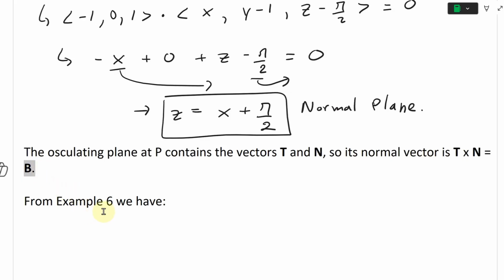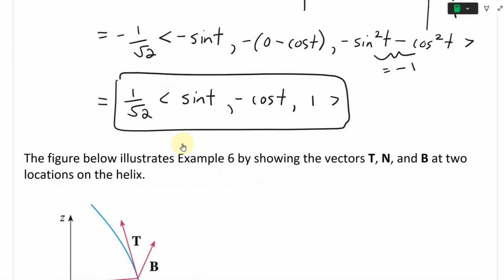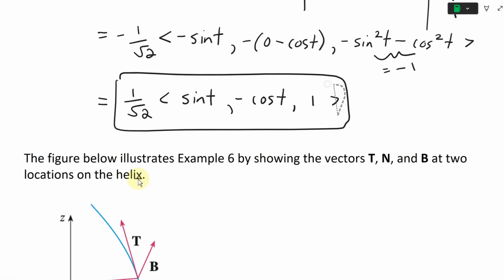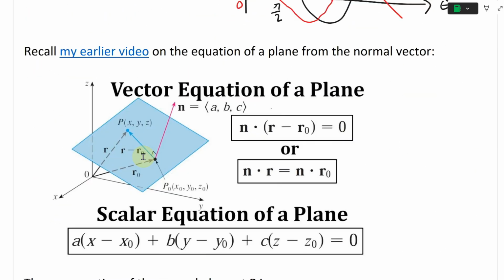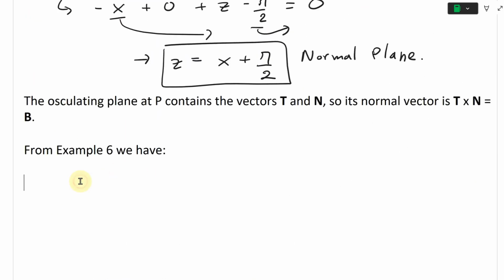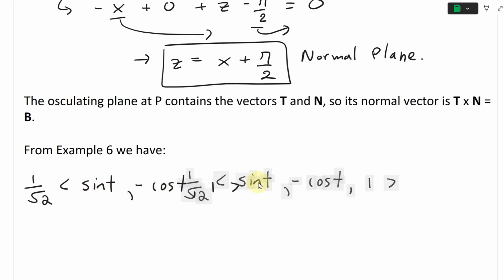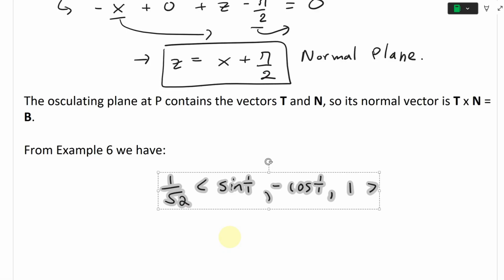That's from example 6. So from example 6, we already have it, so I'll go all the way to example 6 and just copy that normal vector. So this is what we had. I will copy this out. That's normal to the osculating plane. So I'll paste this right here, and again, example 6, it's the same helix that we're dealing with. So this is the normal.